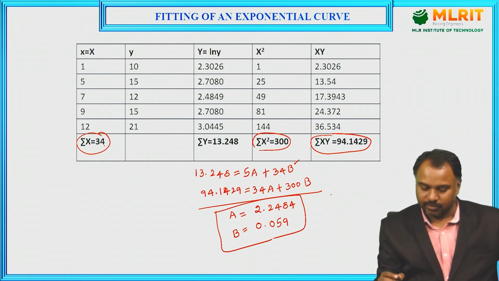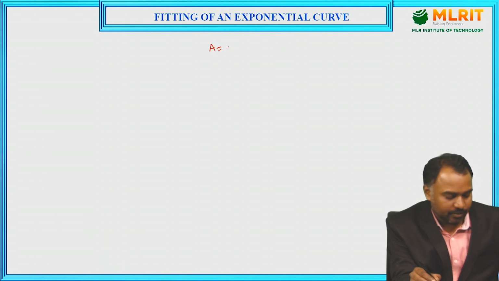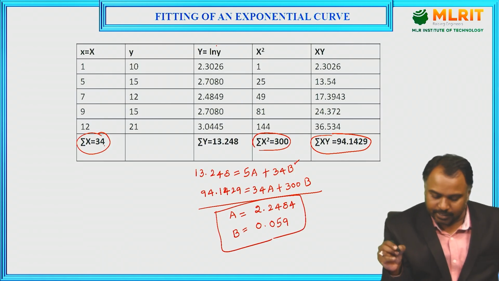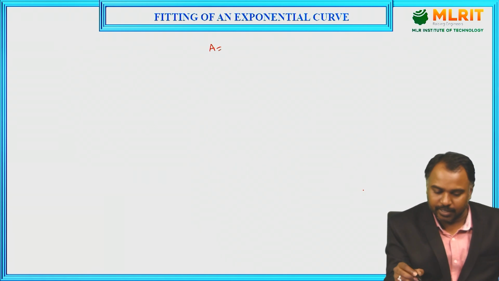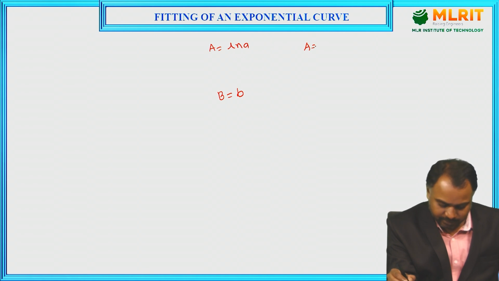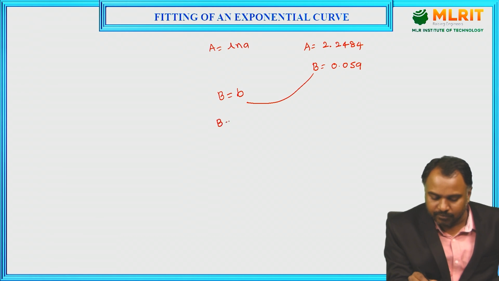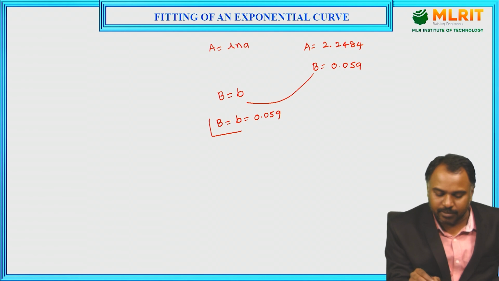So look, capital A is equal to ln of small a. Capital B and small b are the same. What is the capital A value? 2.2484. The capital B value is 0.059. Since capital B and small b are the same, there is no need to find anything, so it is 0.059. So one parameter is done.